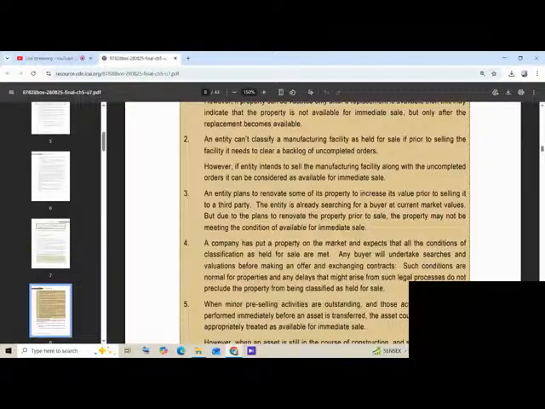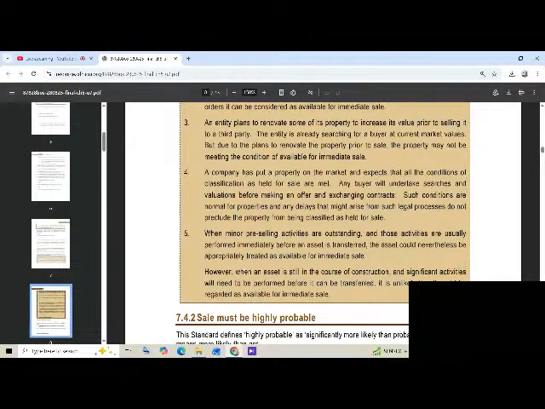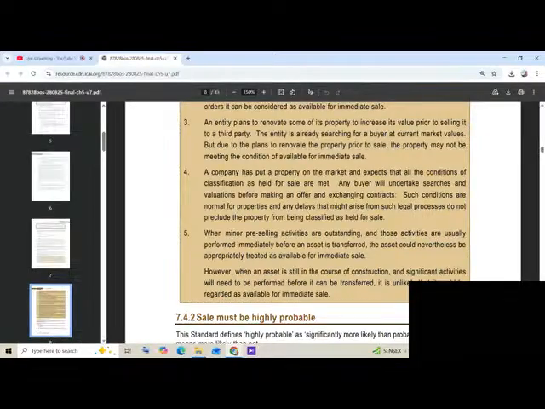An entity plans to renovate its property to increase its value prior to selling it to a third party. The entity is already searching for a buyer at current market values, but due to the plans to renovate the property prior to sale, the property may not be meeting the condition of available for immediate sale.